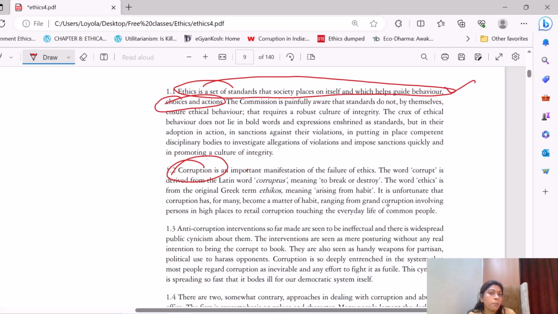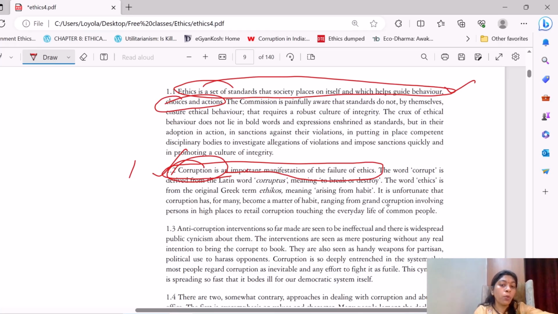So corruption is an important manifestation of the failure of ethics. Please note this. This particular statement is saying that corruption is nothing but a form of failure of ethics. When I tell a particular statement, I'm saying it's very important. You have to write it like a formula and keep it on the side near your notes.